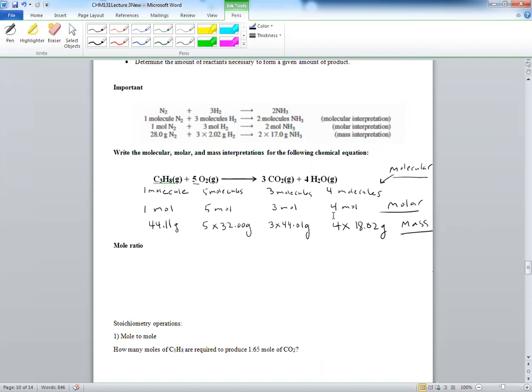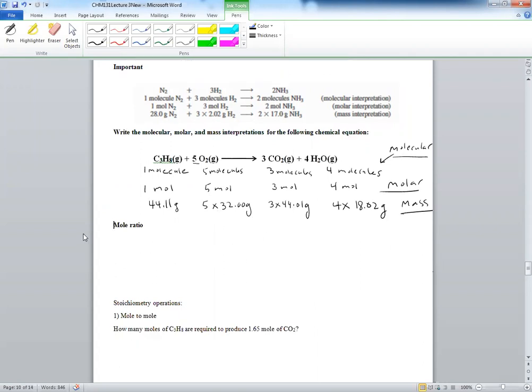Now, this is the equation, but then we need to be able to use this in the lab. Not always do you start with 1 mole of C3H8. This may be too much, or 5 times 32 is a huge amount. In the laboratory, you usually work with smaller amounts, let's say 5 grams, 10 grams, or even 0.5 grams. I don't want to belabor this, but that's the idea behind it. So take a minute and make sure you understand this, because it's really important. Now let's look at the molar ratio, or the mole ratio.